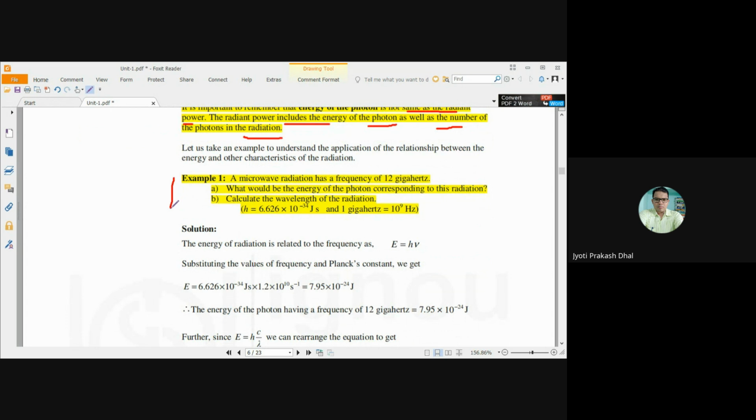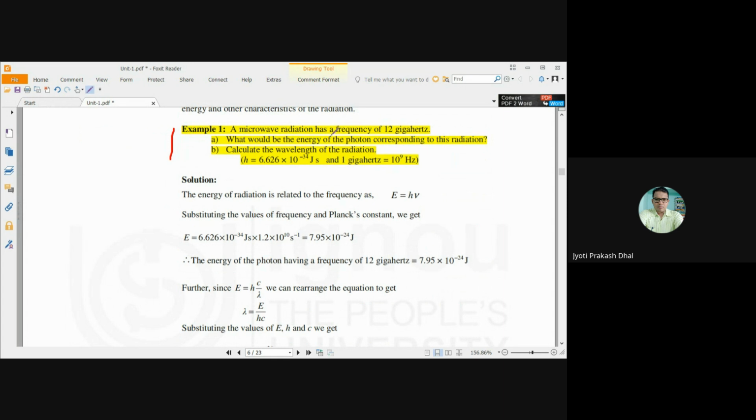Now coming to an example. In this example, you see a microwave radiation having a frequency of 12 gigahertz. What will be the energy of the photon corresponding to this radiation? Calculate the wavelength of this radiation. Here Planck's constant is not given in the question. 1 gigahertz means 10 to the power 9 hertz.